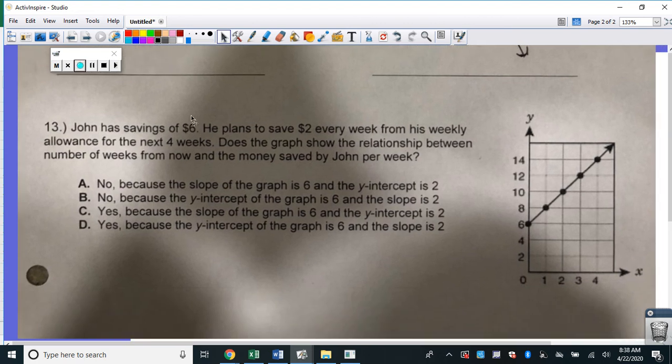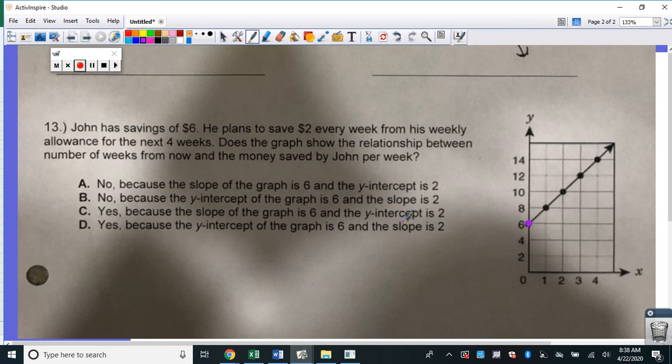Okay, number 13. John has savings of $6. He plans to save $2 every week from his weekly allowance for the next 4 weeks. Does the graph show the relationship between the number of weeks from now and the money saved by John per week? Okay, so he's starting out with $6. So before he even starts saving at 0 weeks, he should have $6. And we see that right here on the graph. Okay, so that makes sense.